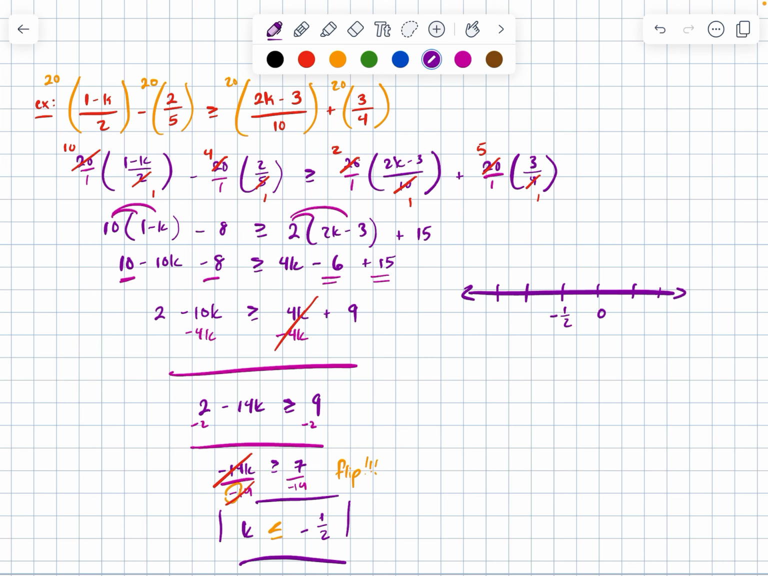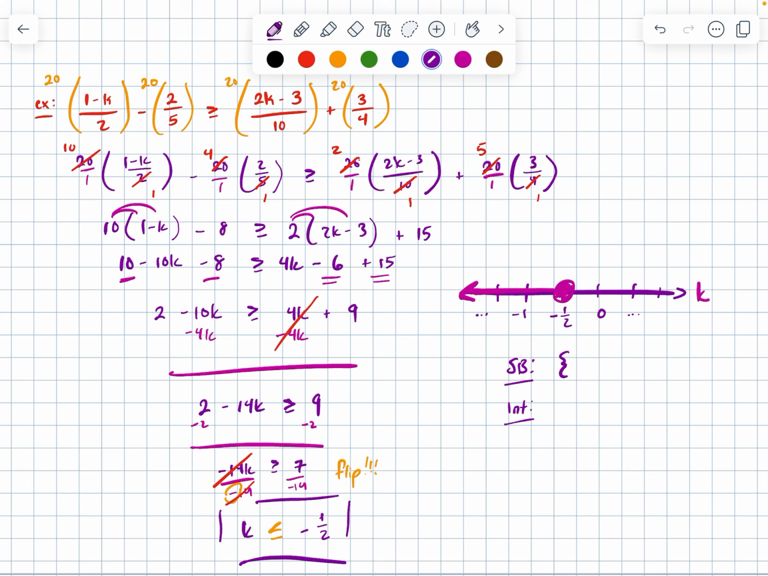Maybe I'll count by halves. Going up by 1/2, I get to 0. Going down by 1/2, I get to negative 1. Keep going. Talking about values of k. Negative 1/2, in this case, it's less than or equal to. That gives me a shaded in circle. k needs to be less than or equal to negative 1/2. So I'm going to color in the left side of my number line. Finally, I just need my set builder and my interval, and I'm home free.